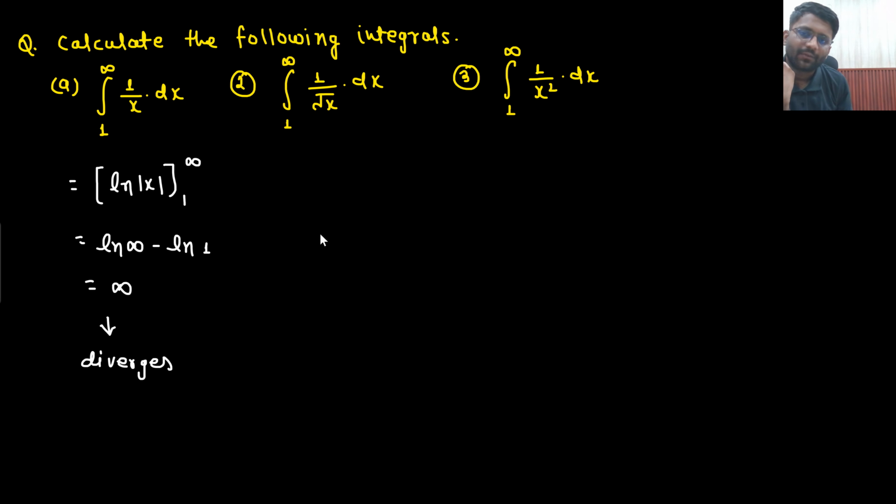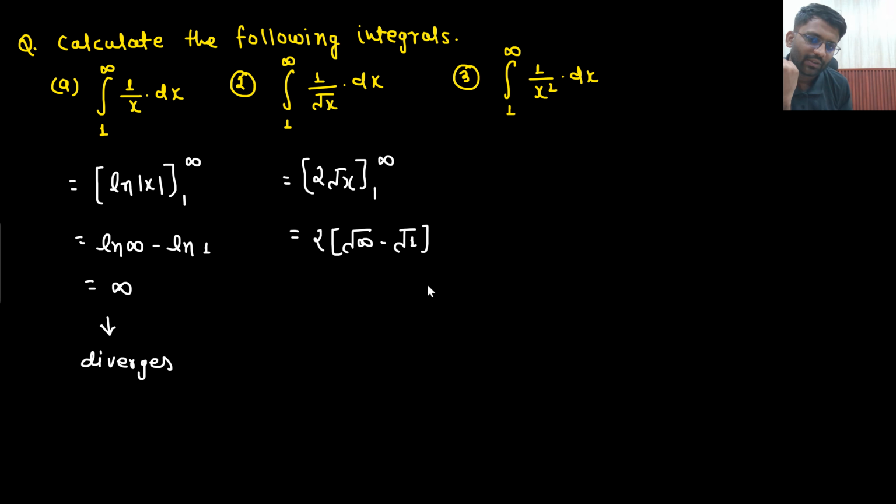Right? For the second one, what is the integration of 1 by under root x? Sir, it would be x to the power minus 1 by 2. So x to the power minus 1 by 2 plus 1, divided by 1 by 2. So that would become 2 under root x. What I need to do, I need to put the limit from 1 to infinity. 2 is a constant, I can take it outside: under root infinity minus under root 1. Under root infinity is infinity only. So 2 into infinity minus 1 would be equal to infinity only. Again it is diverging.